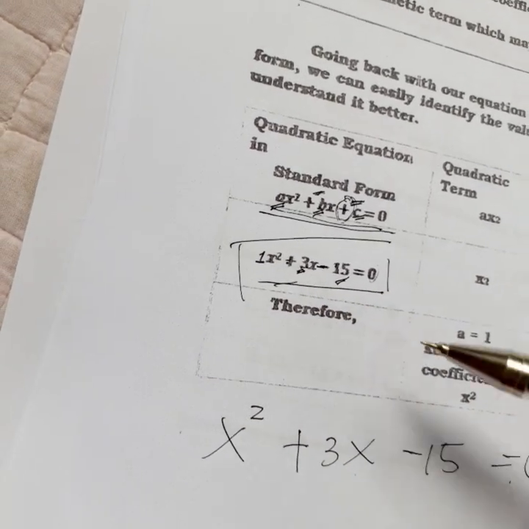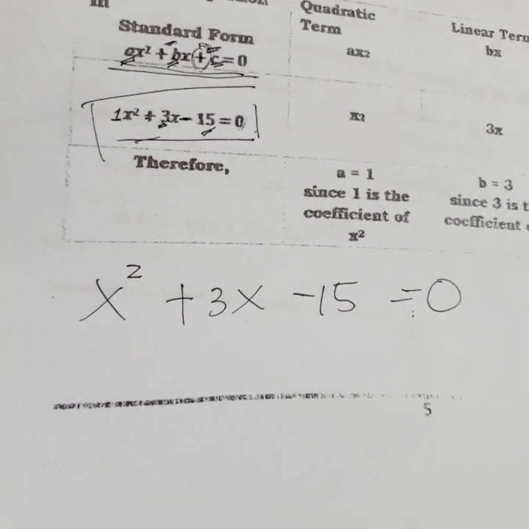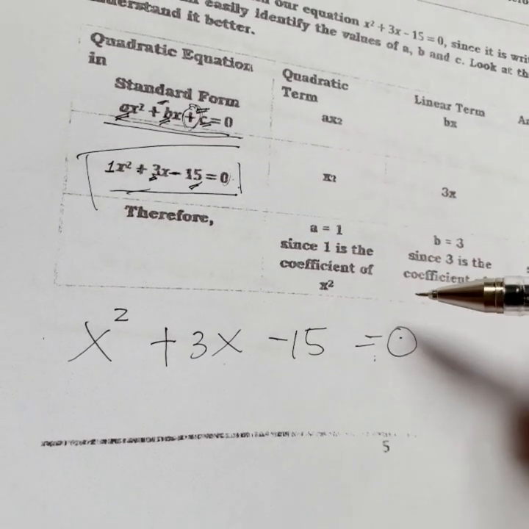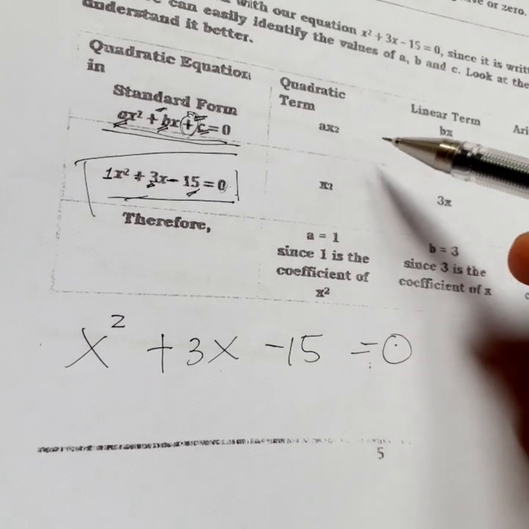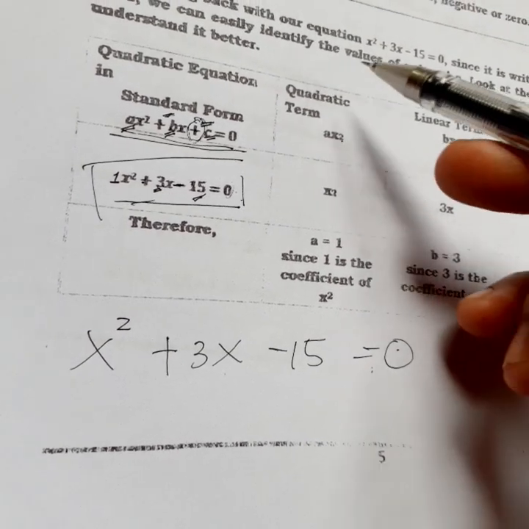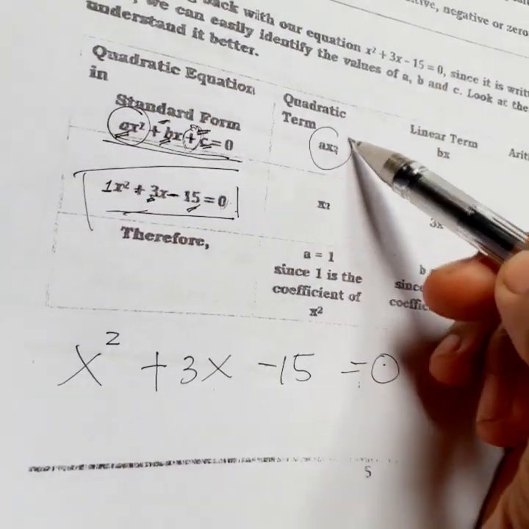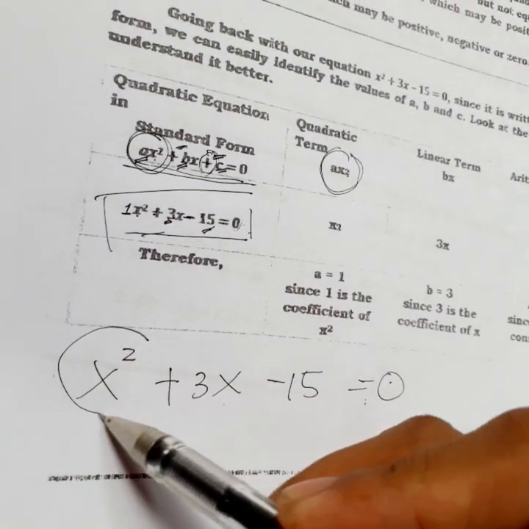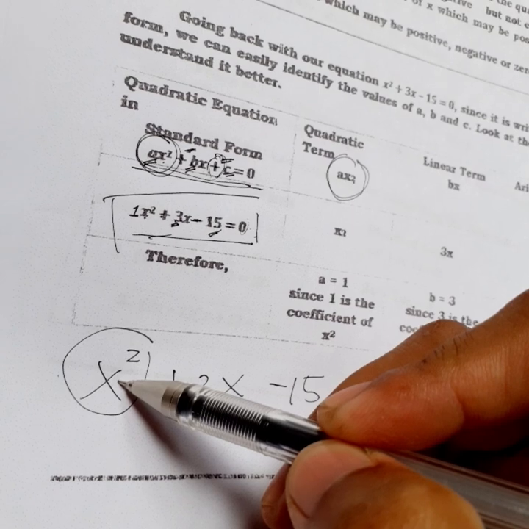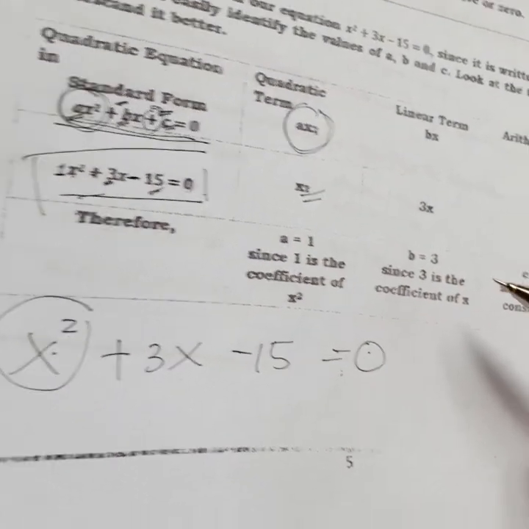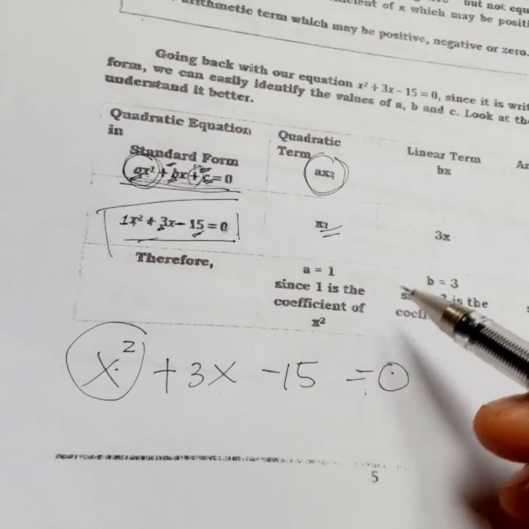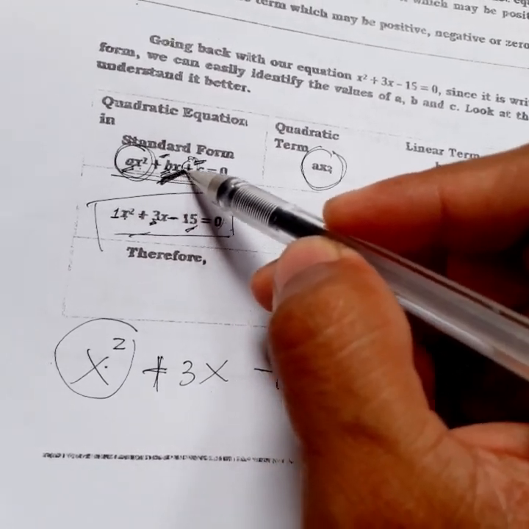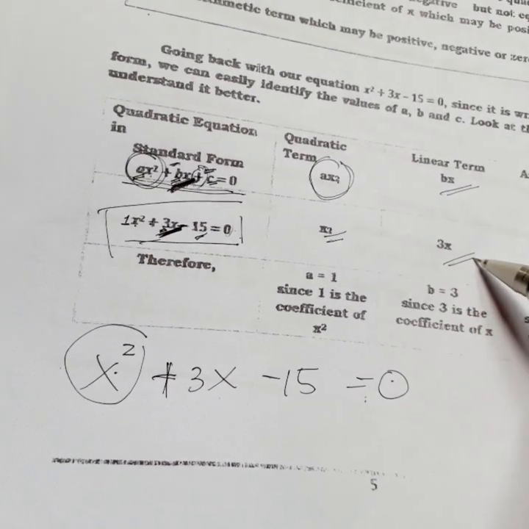Next, we have the quadratic term ax squared. In this equation, the answer is x squared. Next, plus bx. What is the value of bx? 3x. That is it.